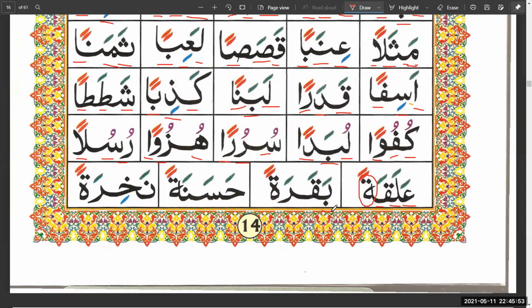Next one. Ba fatha ba, qaf fatha qa, ra fatha ra. And can you guys remember what this last letter is? It is a dal, two fatha, dan. Ba, qa, ra, dan.